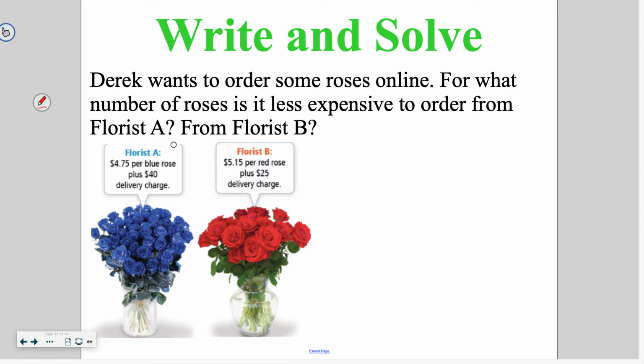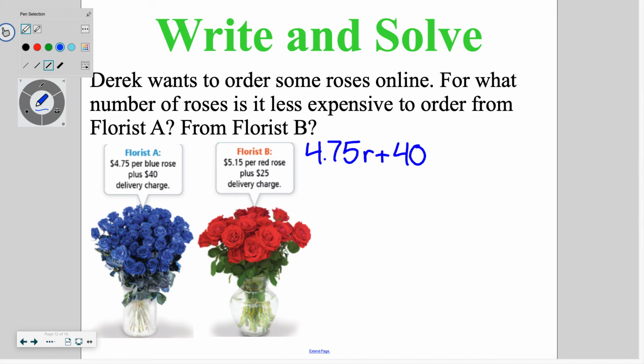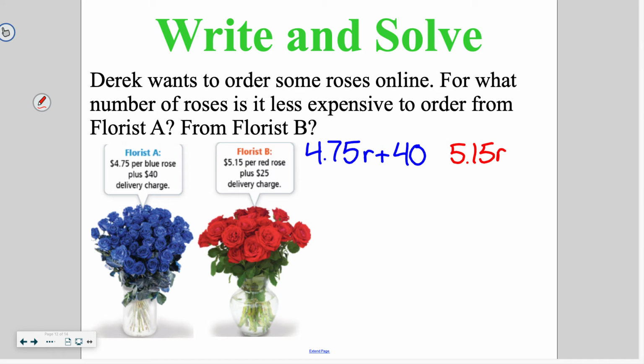So first, we need to take our information about florist A and turn that into part of our inequality. So it says $4.75 per blue rose plus a $40 delivery fee. So we have $4.75 per rose plus our $40 delivery fee. The other one says we've got $5.15 for a red rose plus the $25 delivery fee. So we got $5.15 plus our $25 delivery fee.